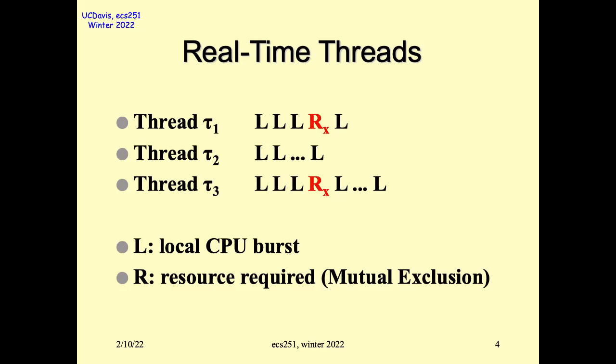So in the picture, I have 2 kinds of letter. One is L, one is R. L stands for local CPU burst, meaning this is non-critical section activity. R is resource, meaning this is critical section activity. So in this case, we have RX, a different kind of critical section.